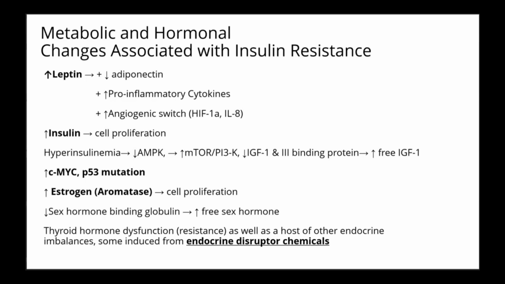Grow, which is not what we want, especially with aging and protection. We want to turn that stuff down and put our cells in resting phase. It increases P53. That's a genetic mutation that leads to more mutations. Increased estrogen through the aromatase enzyme, which converts testosterone into estrogen. Decreased sex hormone binding globulin. Increased free sex hormones. And then thyroid dysfunction. Of course, endocrine disruptors are a big part of that.